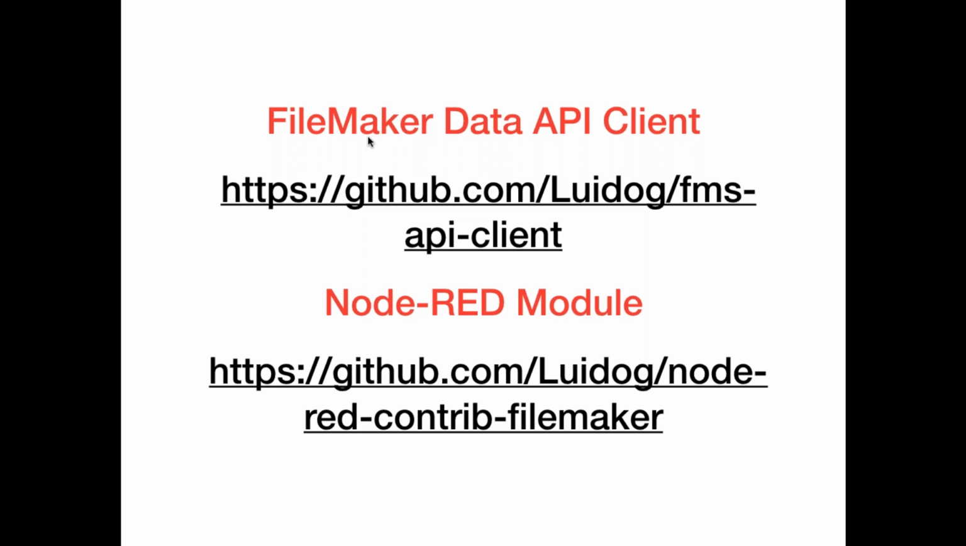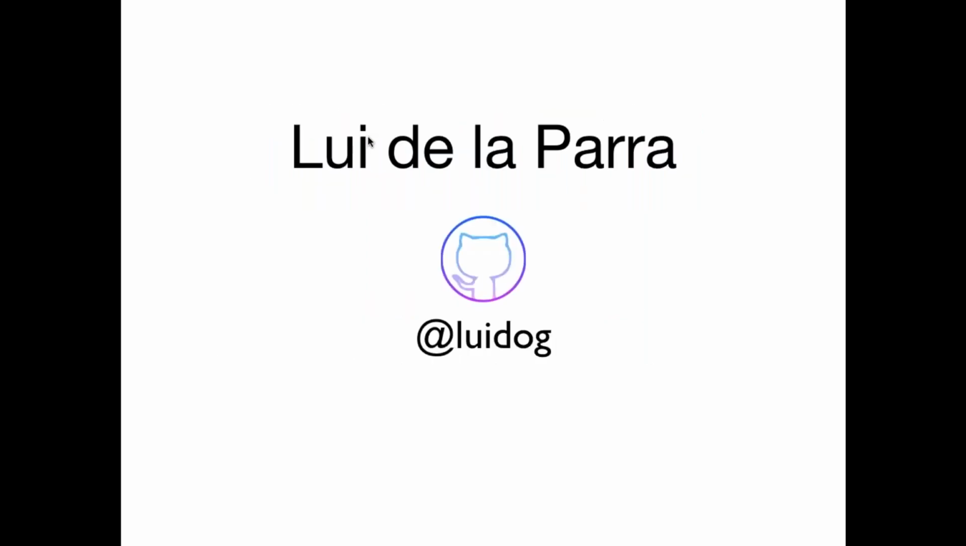And then github.com/ludog/NodeRed Contrib FileMaker, which is the nodes that you actually saw today. Every flow that I showed you is documented online. Every node that you saw in NodeRed is also documented online. And that's NodeRed Contrib FileMaker. Any questions?